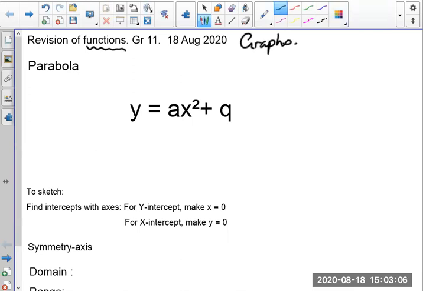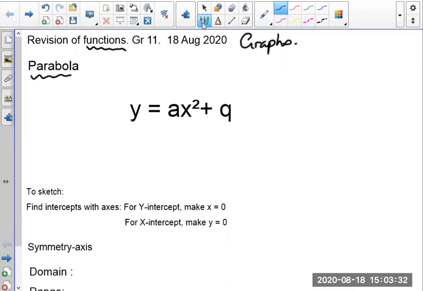Okay, now I'm going to do revision of the grade 10 functions that you did last year, with everything that you are supposed to know, so that tomorrow and Thursday afternoon we can do grade 11 functions. So the first one was the parabola. And what you did last year was the equation y equals ax squared plus q.